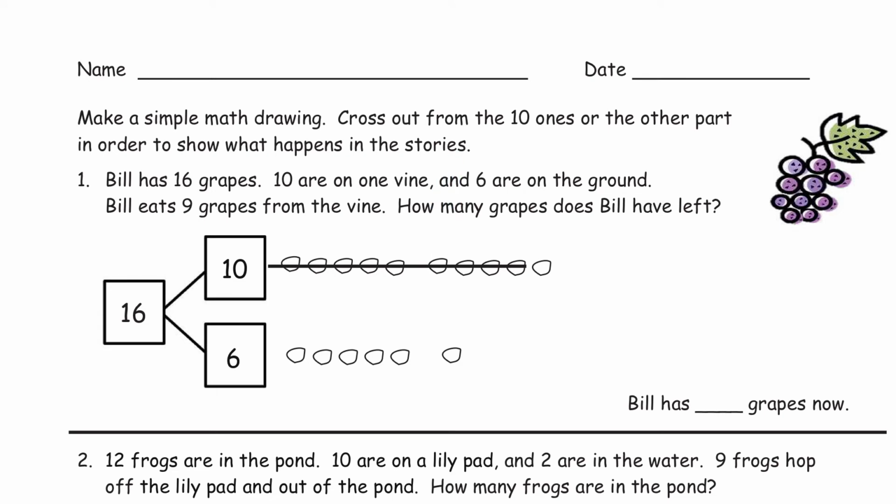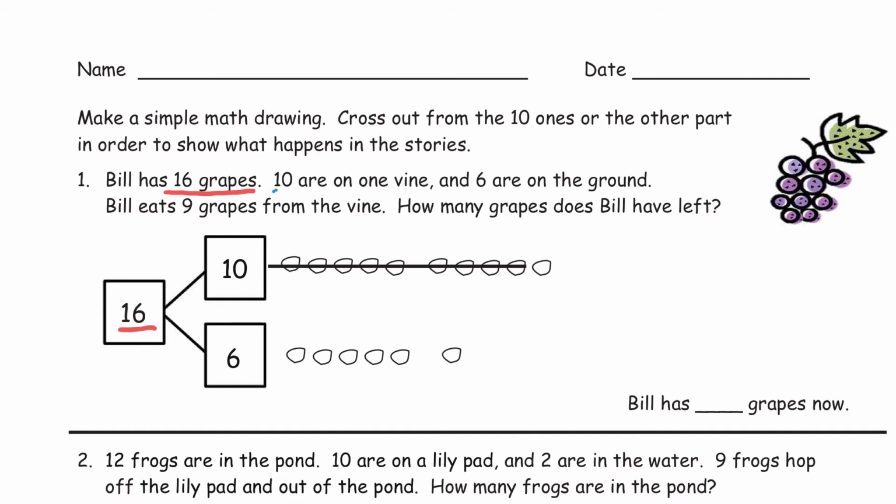Well, let's take a look at our first story that they have set up for us. It says Bill has 16 grapes. 10 are on the vine and 6 are on the ground. Bill eats 9 grapes from the vine. How many grapes does Bill have left? All right, well, here's how they have it set up. Bill has 16 grapes. So here's our 16.